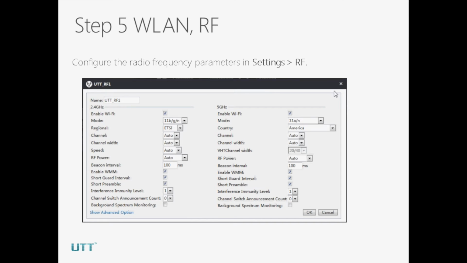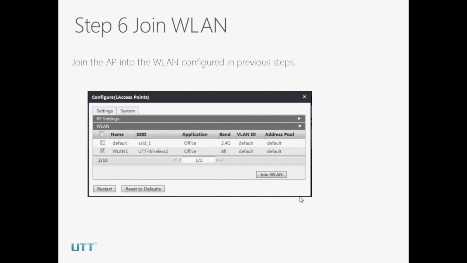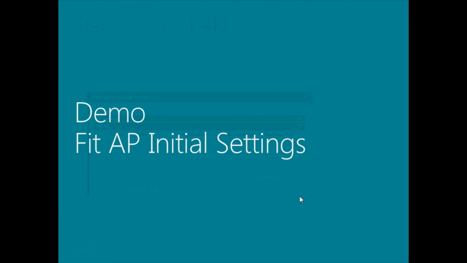After configuring the WLAN, we should join the AP into the WLAN. In this case, we are able to connect to the wireless network on the AP with our laptop, phone, or other wireless devices. To do this, we need to go to the Access Point page and join the AP into the WLAN. Okay, let's take a look at the demo configuration.